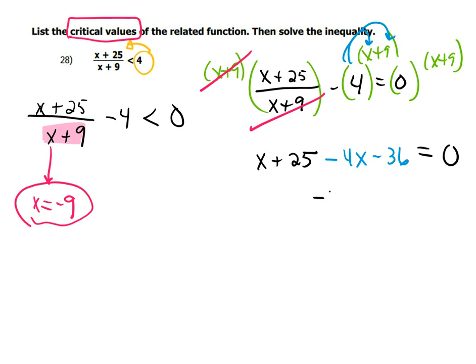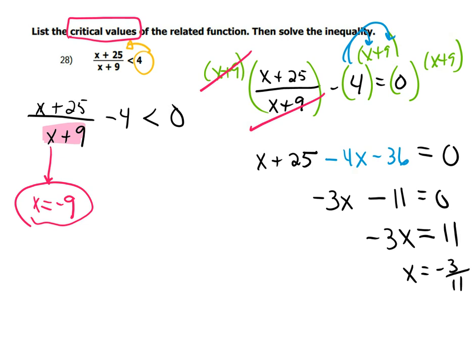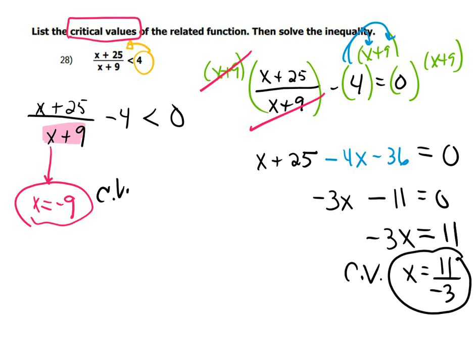Then I'm going to combine like terms. So x and minus 4x is -3x, and then 25 and negative 36 is negative 11. I'm going to add 11 to the 0 and divide by negative 3. There we go. So this is my other critical value. All right, so I got 2 critical values: critical value number 1, critical value number 2.